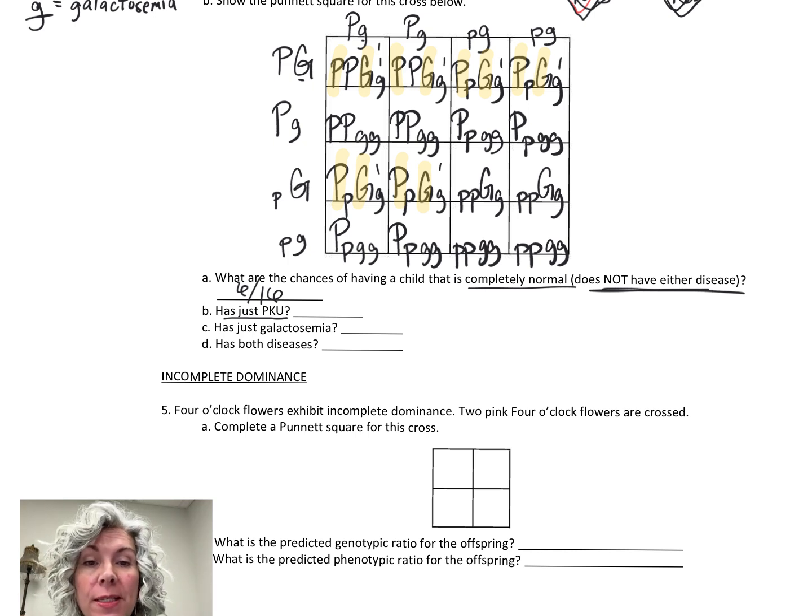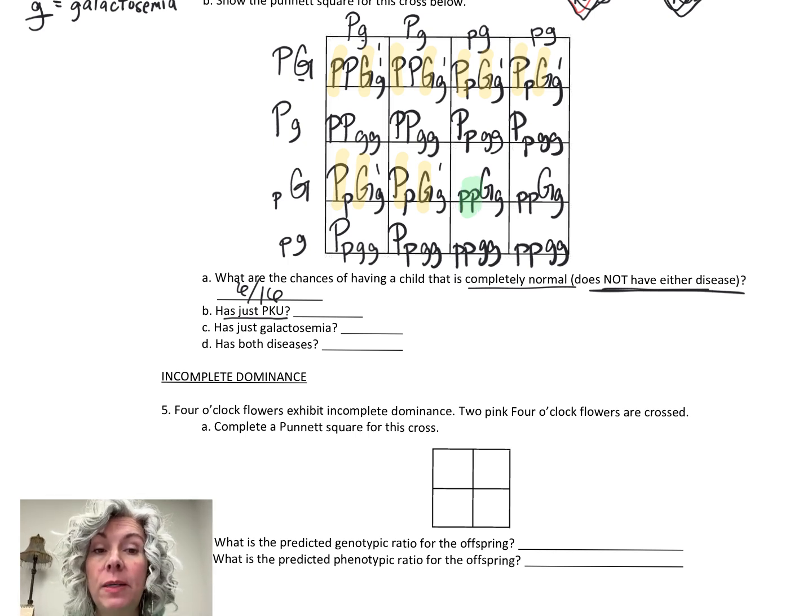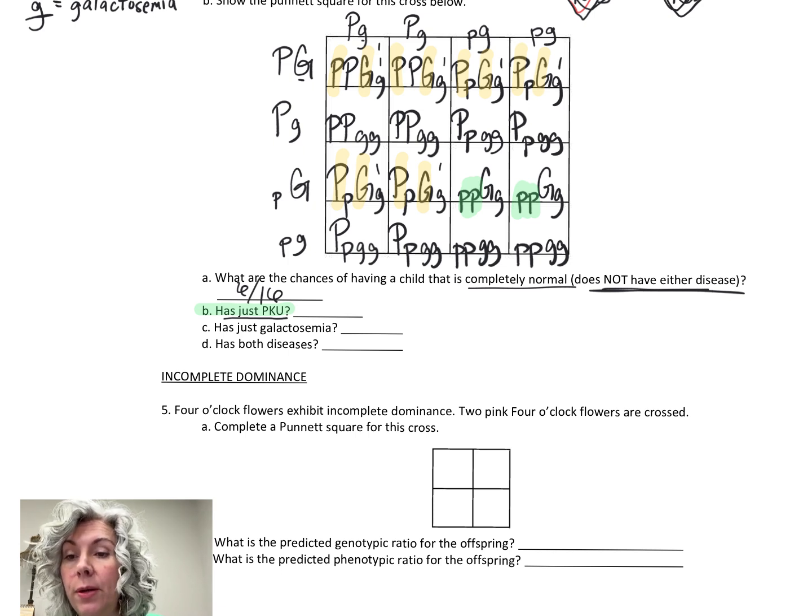Okay, lowercase p's. Here we are. Right here, lowercase p's. And notice there's a capital G. So they do not have galactosemia. They only have PKU. This one, that's it, 2. 2 out of the 16. I'm going to maybe highlight this one in green. Has just PKU. All right, maybe that'll give you a visual cue for that. So 2 out of 16.